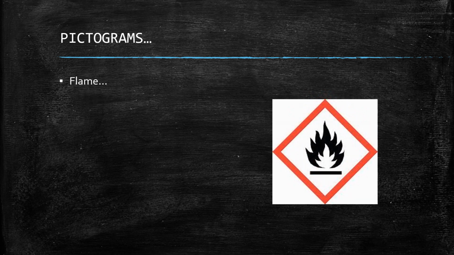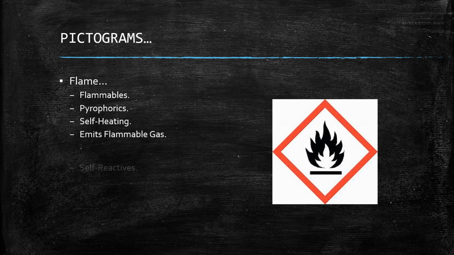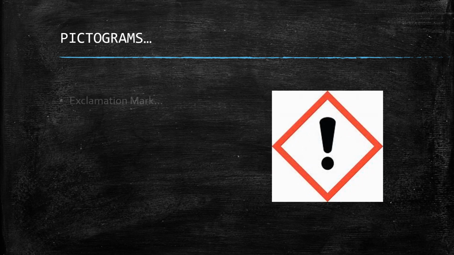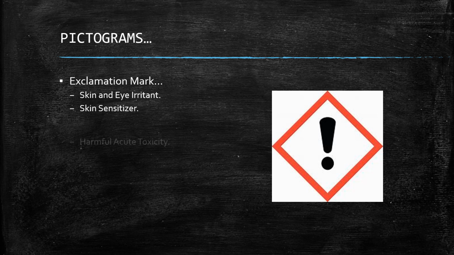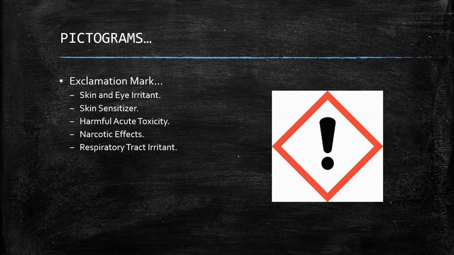Flame, which is a warning for flammables, pyrophorics, self-heating, emits flammable gas, self-reactives, and organic peroxides. Exclamation mark, which is a warning for skin and eye irritant, skin sensitizer, harmful acute toxicity, narcotic effects, respiratory tract irritant, and hazardous to the ozone layer.